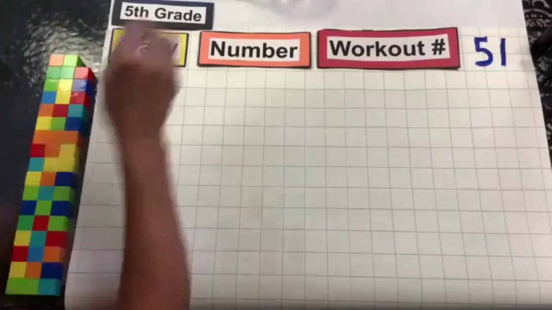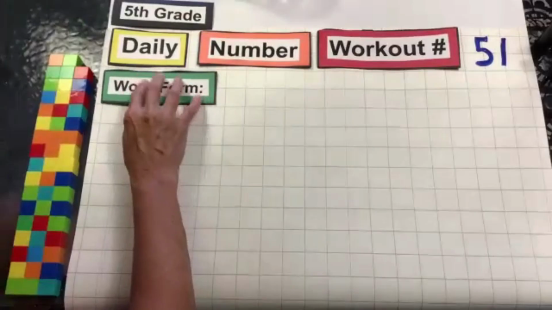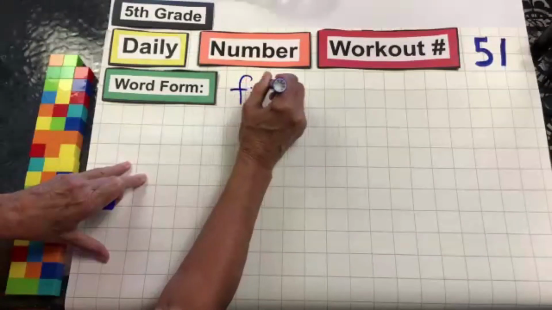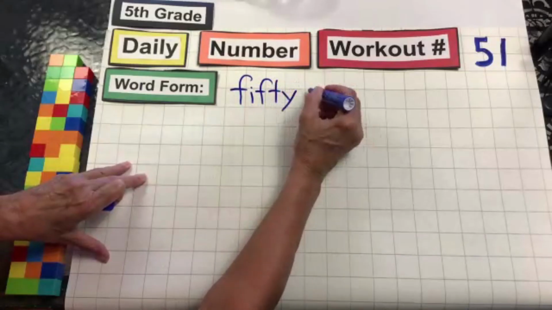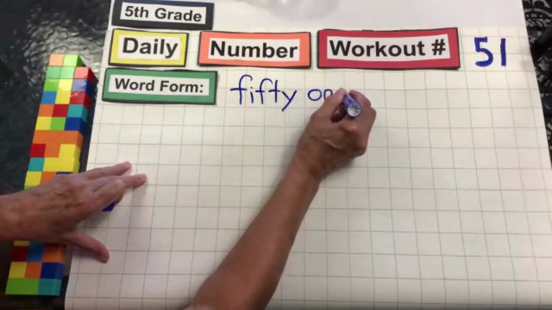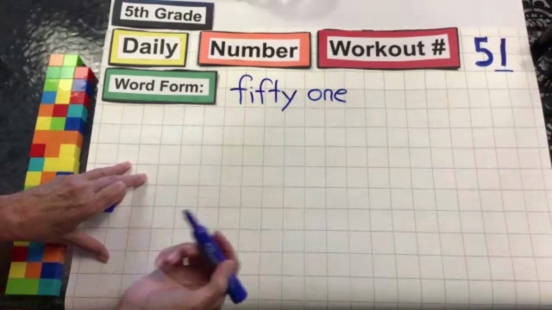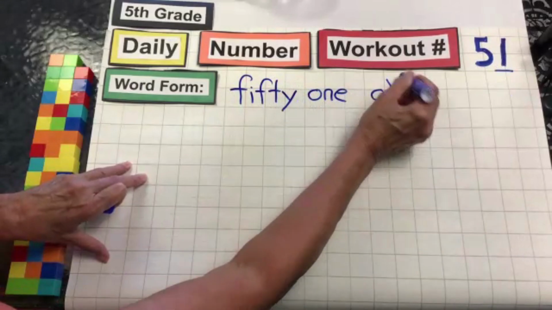Today is the number 51. So let's get started first with our word form. So 51, F-I-F-T-Y, 1. And because there's a 1 in the ones place value location, it is odd.